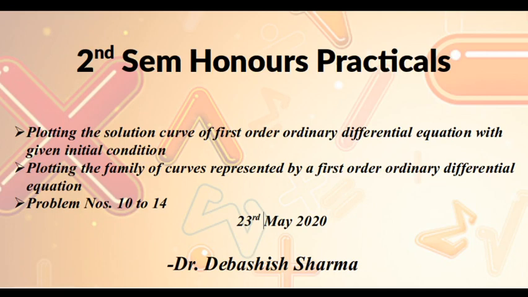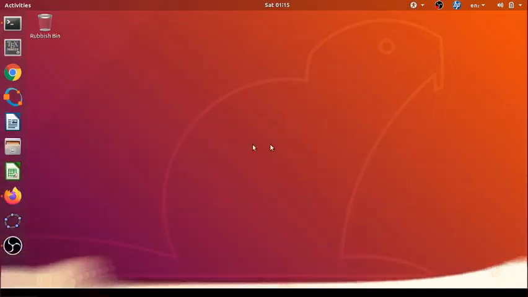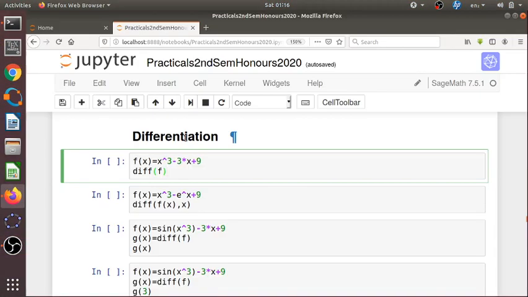In today's lecture, we will see how to plot the solution curve of a first order ordinary differential equation with given initial conditions. We will also see how to plot the family of curves represented by a first order ordinary differential equation. And we will do problem numbers 10 to 14 in today's class. Right, so let us begin our lecture.